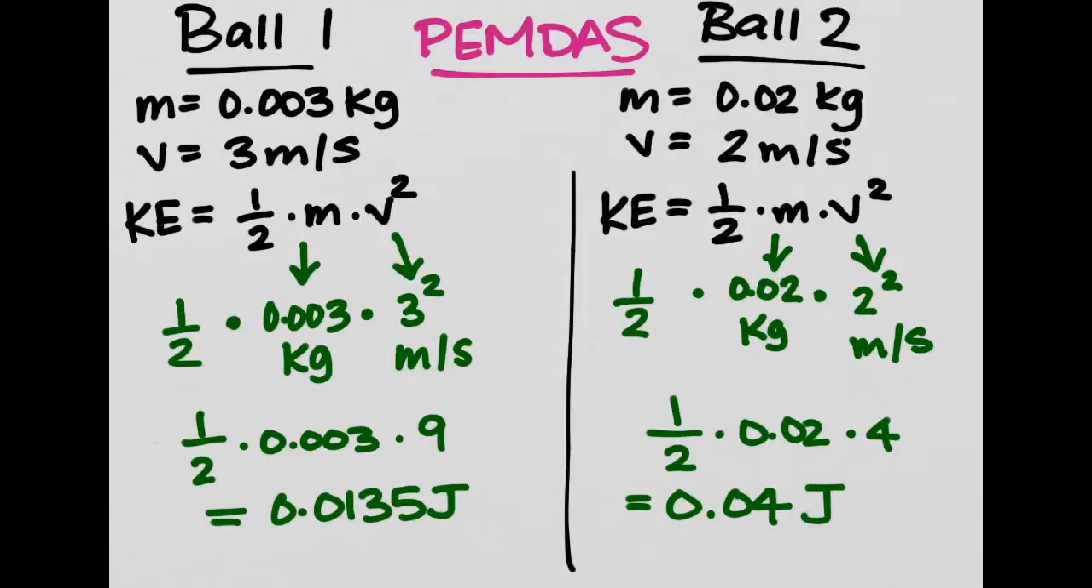I did the math, and it looks like ball 1 has a kinetic energy of 0.0135 joules, and ball 2 has a kinetic energy of 0.04 joules, which is quite a bit higher. So the next thing that I do is ask, do my answers make sense? Well, I just made sure that I was squaring both of these things. And later we'll make sense of our units, but right now I'm just telling you that kinetic energy is expressed in joules.